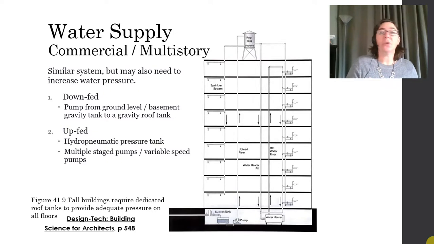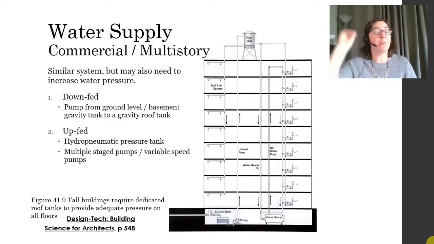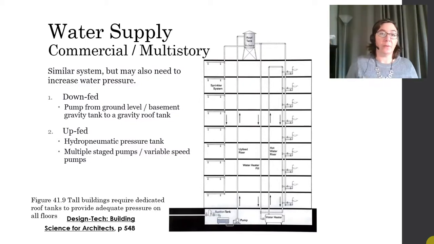For a larger commercial or multi-story building, you will find a similar system. They're going to get their water supply from the municipal water supply and it comes into the building. But with those taller buildings, sometimes you need to increase the water pressure to get appropriate water pressure in the upper stories. There are two major ways to do that. They're called down-fed and up-fed systems.